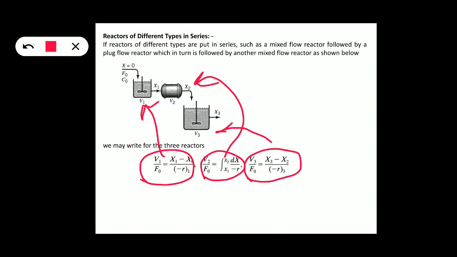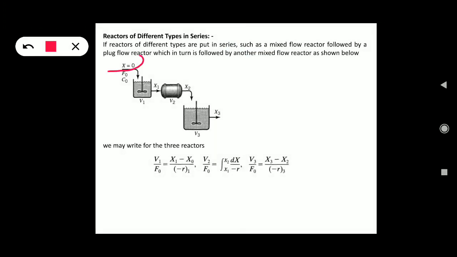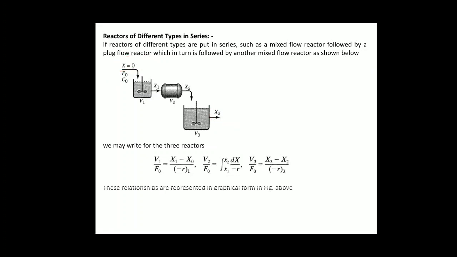In mixed flow reactor 1, the conversion will increase from x0 to x1. Then in the plug flow reactor, the conversion will increase from x1 to x2, and then in the mixed flow reactor, the conversion will increase from x2 to x3. Volume V1 is the volume required for mixed flow reactor 1, volume V2 is the volume required for plug flow reactor 2, and V3 is the volume required for mixed flow reactor 3. So if I want the conversion from x0 to x3, then I want to find out what will be the total volume required for this reactor system.